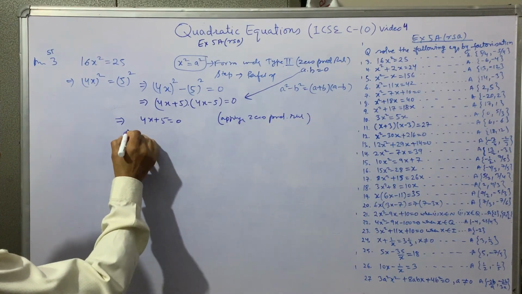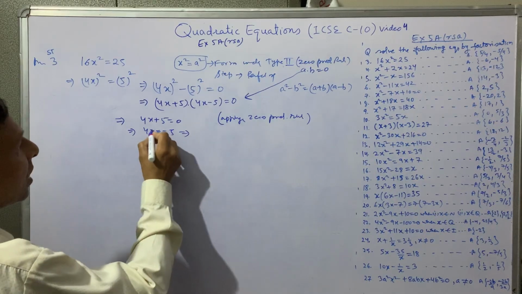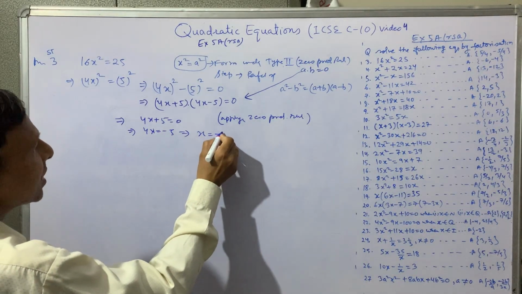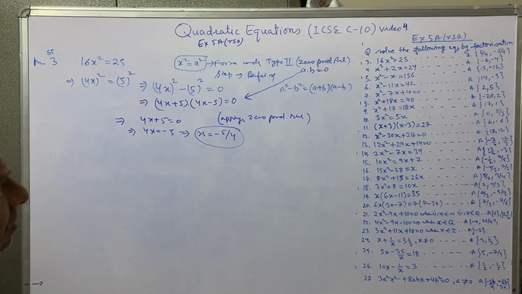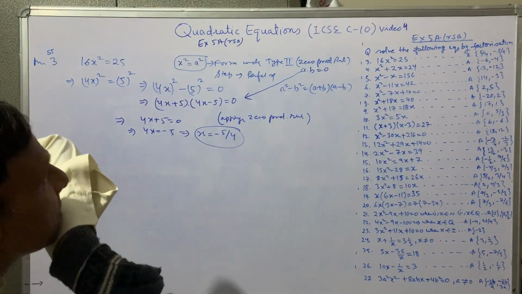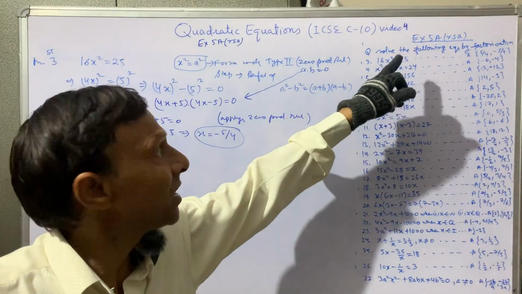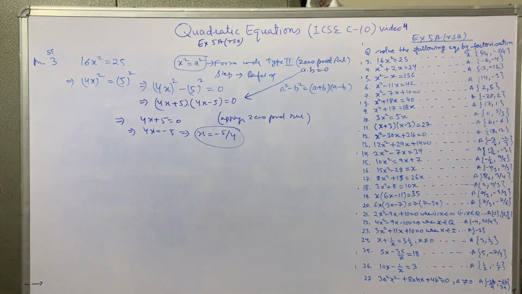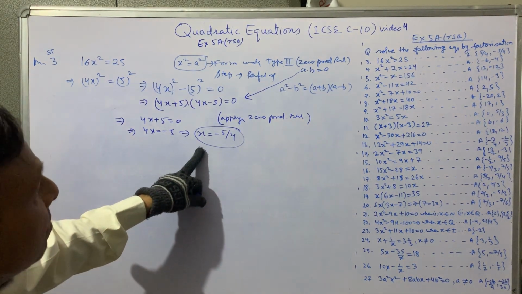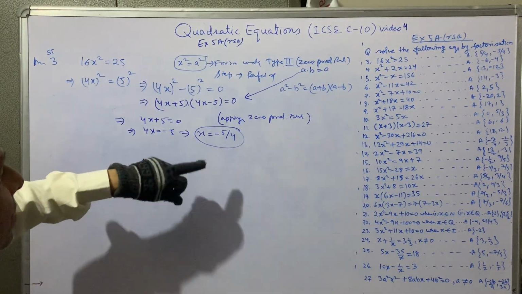4x plus 5 is equal to 0, so 4x is equal to minus 5. That means x is equal to minus 5 upon 4. So we got one solution of the equation. Solve means that you have to find the value of x, which is unknown, which is a variable. Minus 5 by 4 is one of the solutions of the equation.